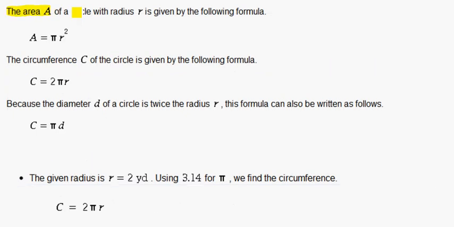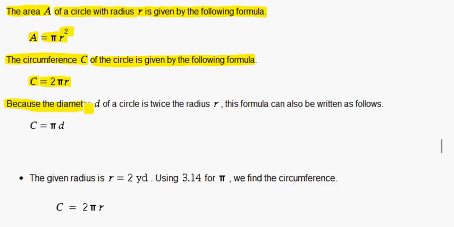The area, or A, of a circle with radius r is given by the following formula. Area equals pi times r squared. The circumference, or C, of the circle is given by the following formula. C equals 2 pi times r.